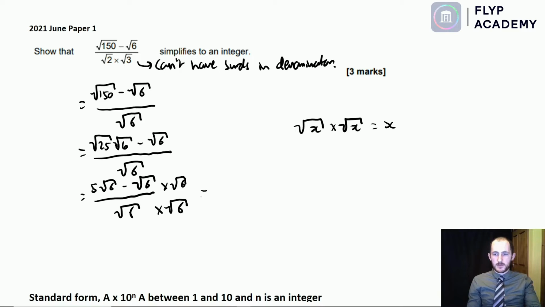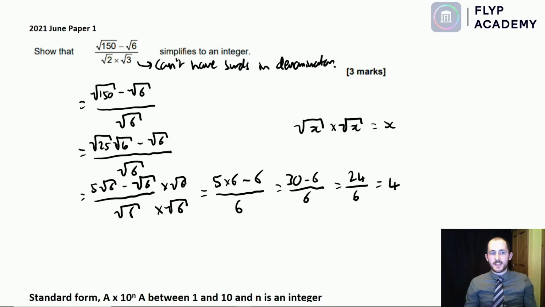So now that becomes 5. Now root 6 times root 6 becomes 6. So we have 5 times 6 minus root 6 times root 6 is 6 over root 6 times root 6, which is 6. 5 times 6 is 30 minus 6 over 6. That's 24 over 6, which of course is 4, which is indeed an integer. We're getting there. We're almost there at the end.